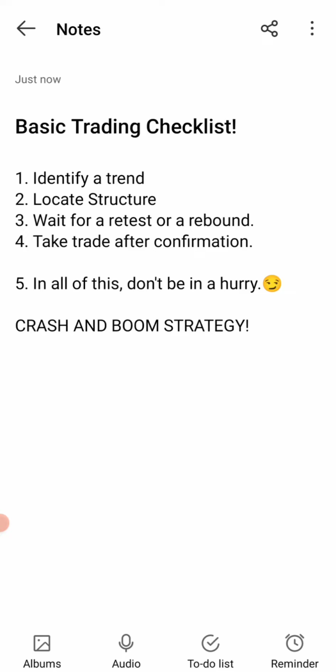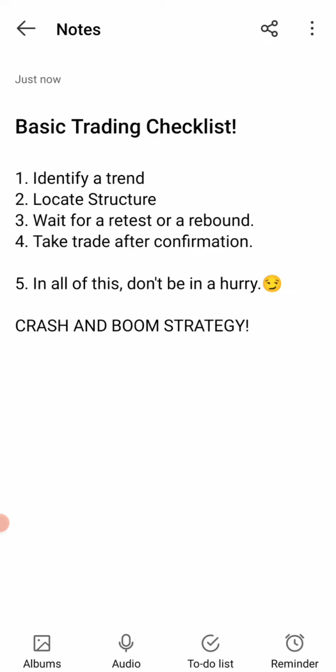Number three, wait for a retest or a rebound. After you've located structure, wait for the market to retest to an area and a zone where you feel it's more adequate to take the trade. Number four, take trade after confirmation. There are different confirmations you can check. We have indicator confirmation, and then we have candlestick confirmation and all others.